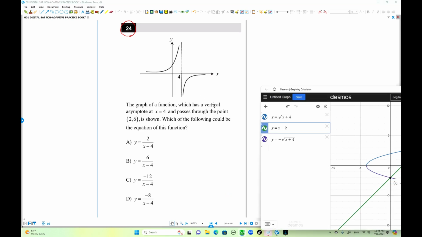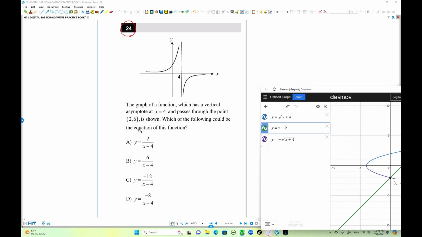So we have the graph over here. When x equals 4, it has a vertical asymptote. That means that at this value of x, at this vertical line, it is undefined. There is no value of y, okay? So we have this rational equation, right? The denominator must be 0 at x equals what? 4 here, right? That is the vertical asymptote, isn't it?